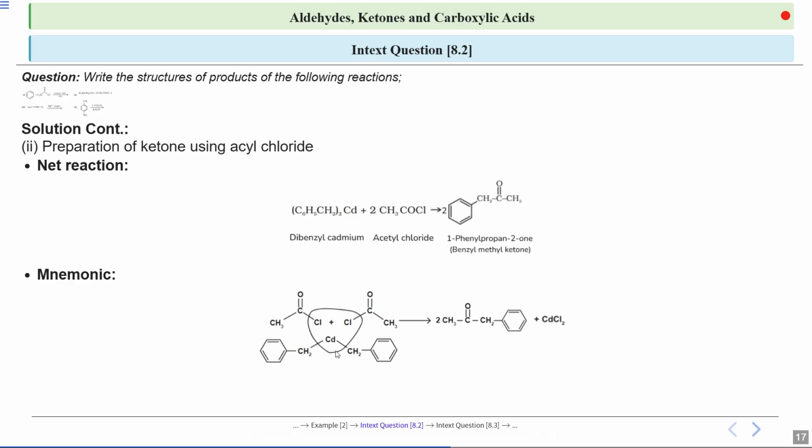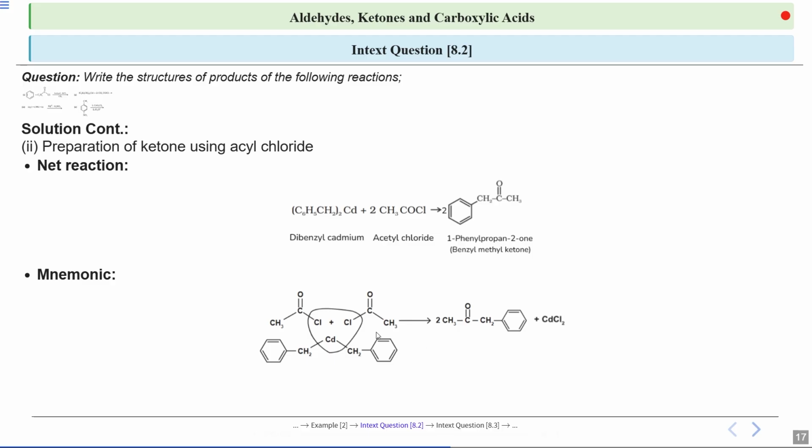If you remove this cadmium from dibenzyl cadmium and this chlorine from acetyl chloride, you will get this particular compound, which is 1-phenyl propane 2-one. So you are getting 2 molecules of 1-phenyl propane 2-one, and CdCl2 you get as a byproduct. So this is a mnemonic, or a shortcut method, for how, when you react dibenzyl cadmium with acetyl chloride, you can get 1-phenyl propane 2-one.